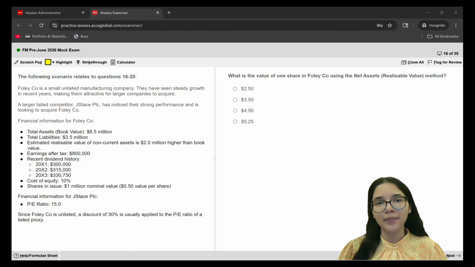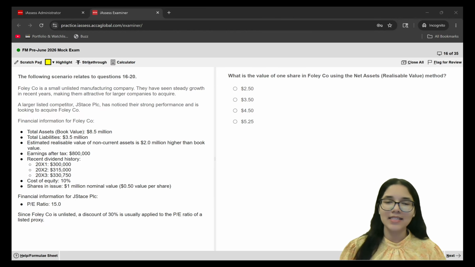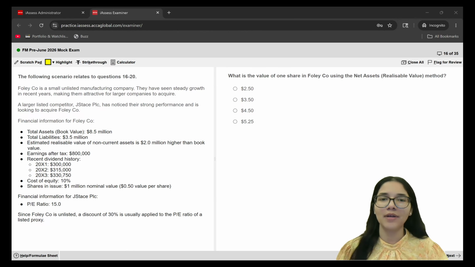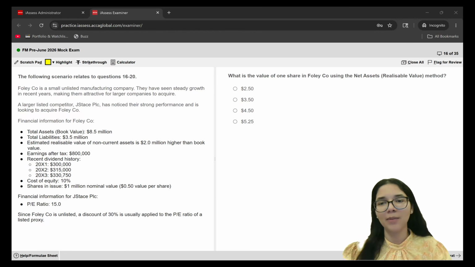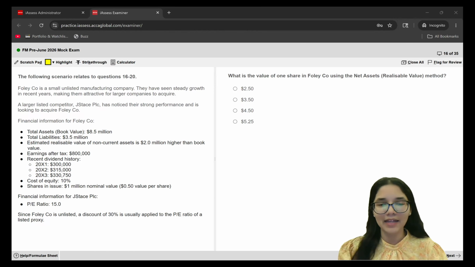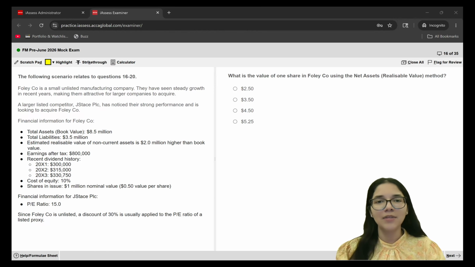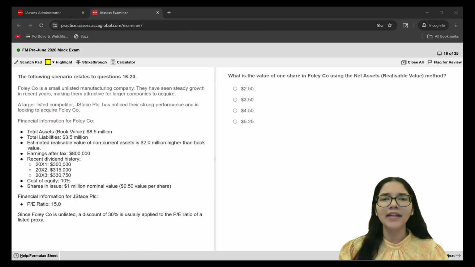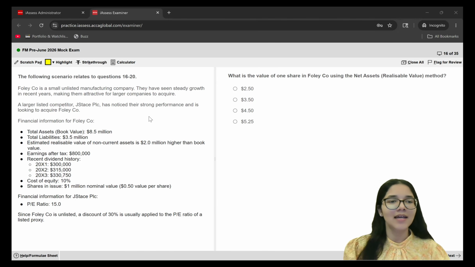This is the section B of your paper, the very first case study that we have, and the name of this question is Foley Company. Looking at just a quick glance at the first requirement itself, I can very easily gauge that this question is testing me from the valuation area of the syllabus, and we know that valuation is a very commonly expected question in section B of our paper. So let's read through the case study and get started.